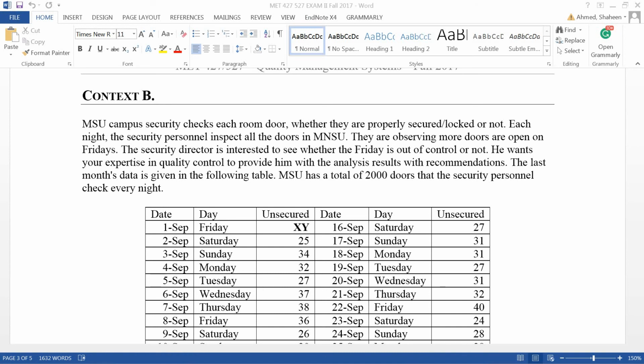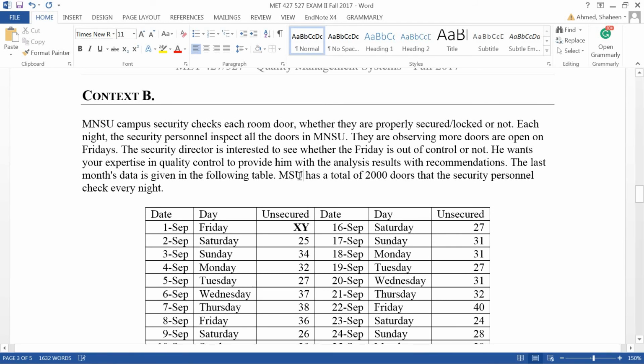This is another example of attribute control chart. Now this one is for the campus security at the university I work for, Minnesota State University, Mankato. In one place it says MSU, another place it says MNSU. They both kind of apply.